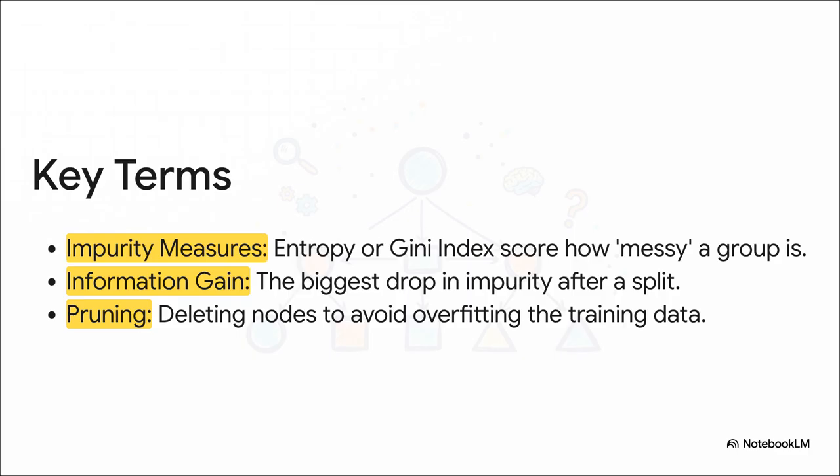And finally, there's a super important step called pruning. Imagine a student who just memorizes answers for a test, but doesn't actually understand the concepts. That's called overfitting. Pruning is like teaching the tree the real concepts by trimming away branches that are way too specific so it can make smart predictions on new problems it's never seen before.